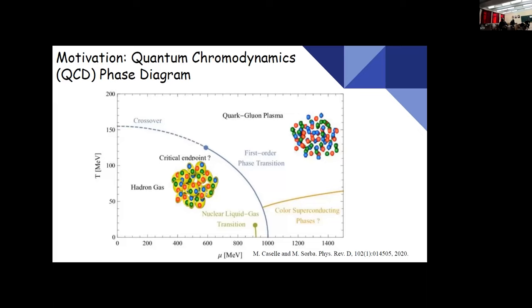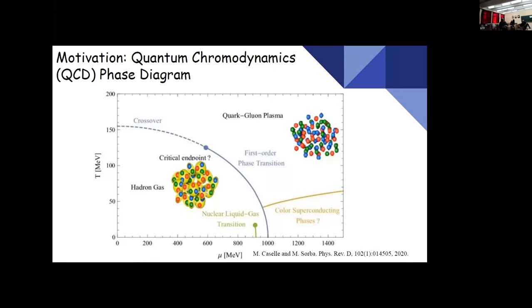In the context of my talk, we are interested in two phases. This is the hadron gas at low temperatures, which should consist of protons, neutrons, maybe light nuclei, other resonances, etc. And at high temperatures, when the quarks and gluons inside these hadrons are deconfined in thermal equilibrium, we expect an exotic state of matter, called quark-gluon plasma.